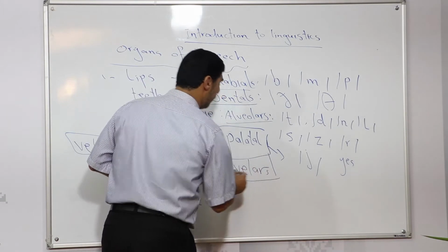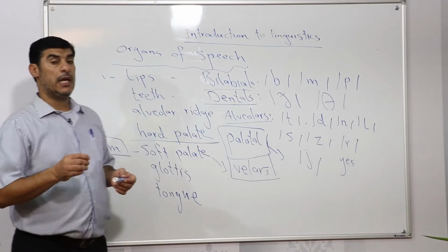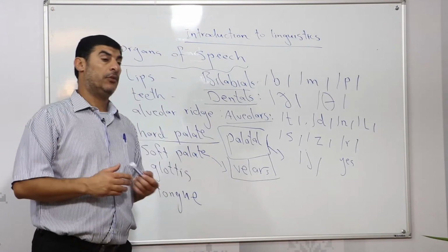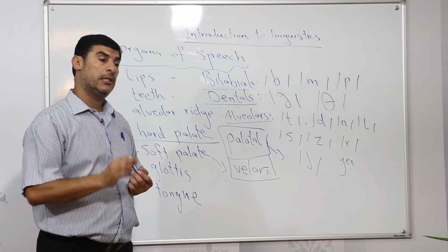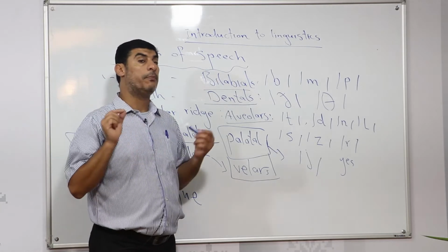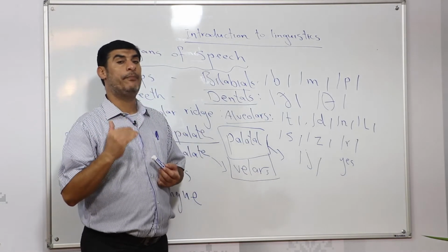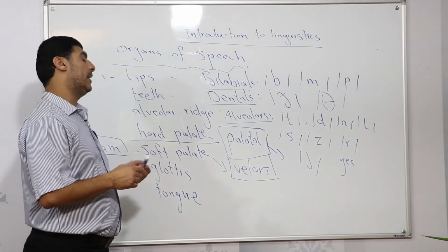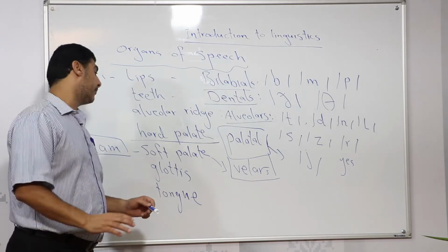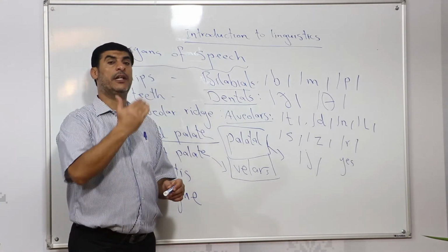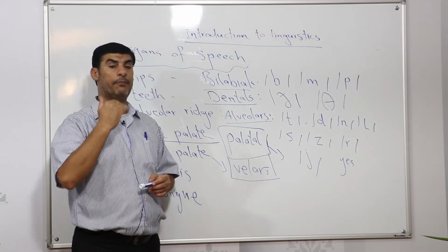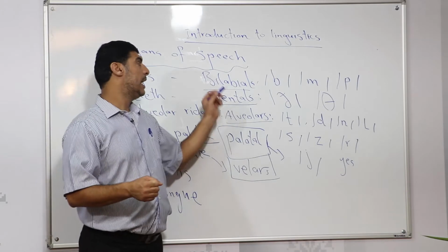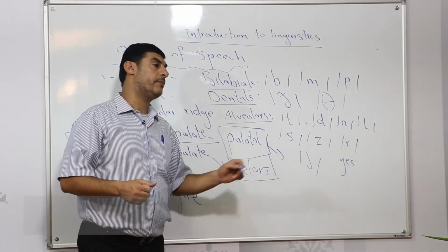Okay. What is a velar sound? A velar sound is a sound produced when the back of the tongue touches the soft palate, or the velum. So I'm going to repeat this again. When the back of the tongue goes up to touch the velum, we say a velar sound is produced.